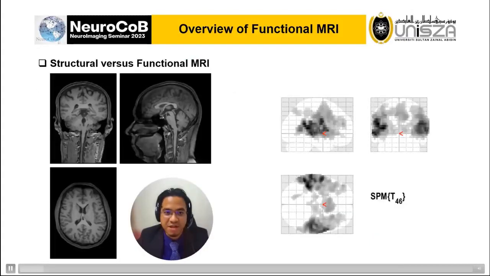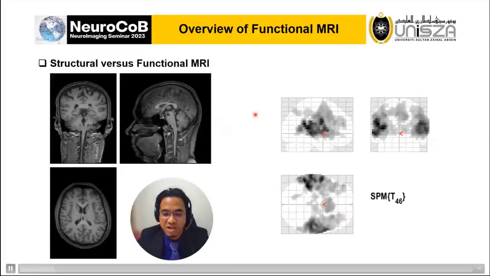Okay, let's first look at the differences between structural and functional MRI. The figure on the left is an image of structural MRI, whereas the figure on the right is an image of functional MRI. So what is the difference between structural and functional MRI? In structural MRI, we can only see the anatomical structure, like in this case, the brain. However, from looking only at the anatomical structure image, we could not assess or determine what are the function of the different part of the brain. Here is when functional MRI comes to play.